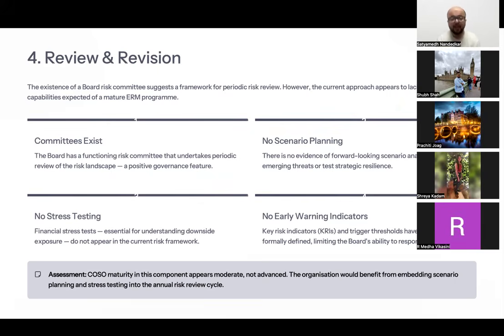Okay. Right now, the good part is that you have established committees, and there is a functioning risk committee that undertakes periodic review of the risk landscape, which is a positive feature, right? But there is no scenario planning that the company has done right now, in the sense that you don't have any analysis given to you that if this situation happens, what should be the planned response. They have not visualized multiple situations that can go wrong, and they have not put together that aspect that if this mistake happens, how are we going to tackle that. Okay.